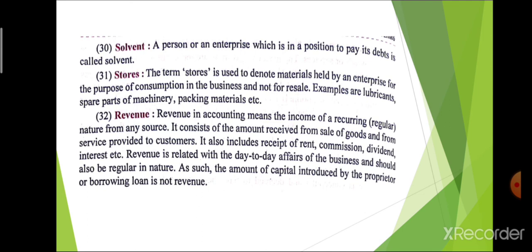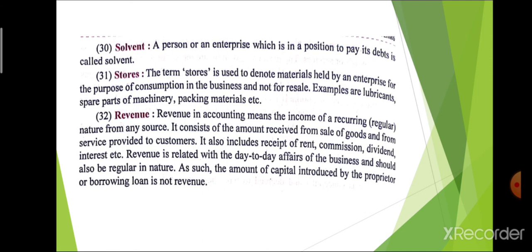Stores. The term stores is used when an enterprise purchases something for the purpose of consumption in the business, not for resale. That is called stores. When any business purchases something for resale purpose it is called stock, but when the business purchases something for consumption purpose it is called stores. So purchase of machinery, packing materials and lubricants are all examples of stores.